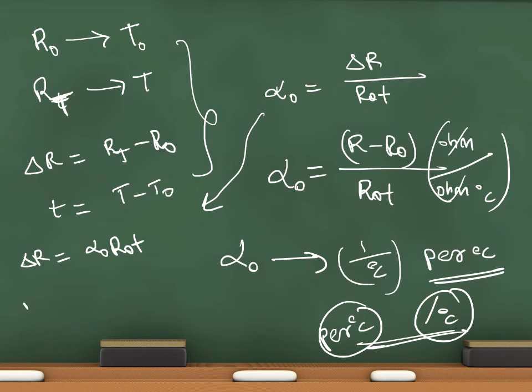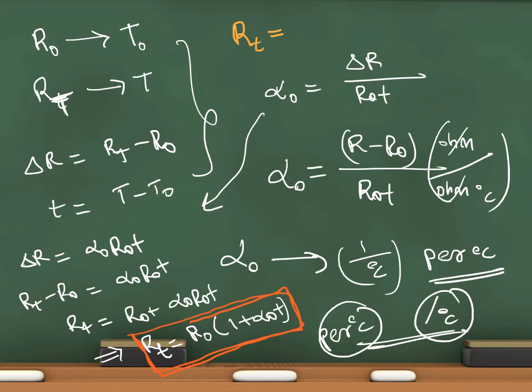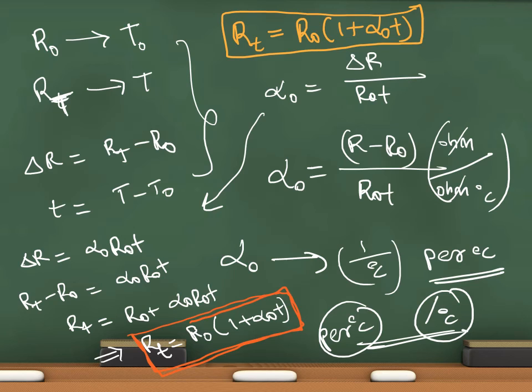Delta R equal to RT minus R naught, that equals alpha naught R naught T, and RT equals R naught plus alpha naught R naught T, and that can be written as RT equal to R naught, taken outside, 1 plus alpha naught T. This is the relation to find resistance at temperature T. We can write it at the top of the slide as RT equal to R naught into 1 plus alpha naught T, a valid relation to find resistance at temperature T.